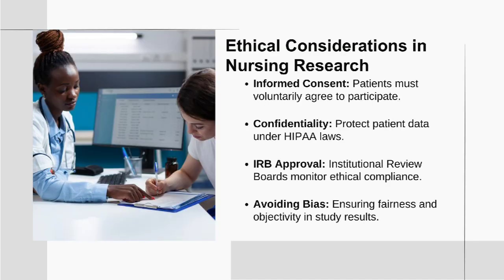Section 8, Ethical Considerations in Nursing Research. Ethics are at the heart of research. Key principles include informed consent, participants must understand and agree freely. Confidentiality, patient data must be protected under laws like HIPAA. IRB approval, studies need ethical clearance from a review board. Avoiding bias, keep the study fair and objective. Ethical failures can harm patients and discredit the study.